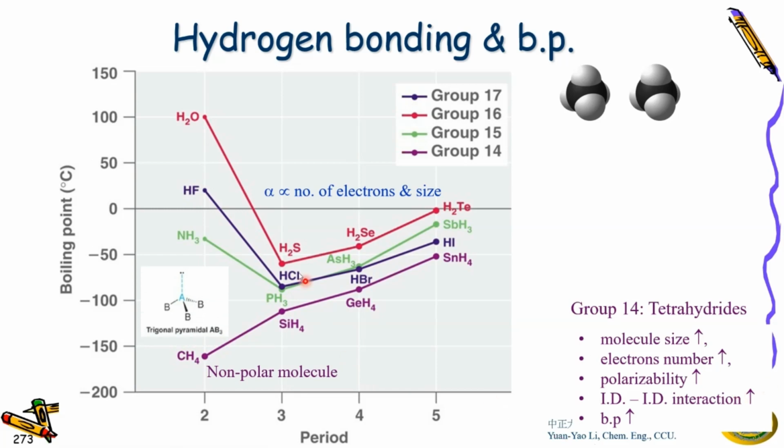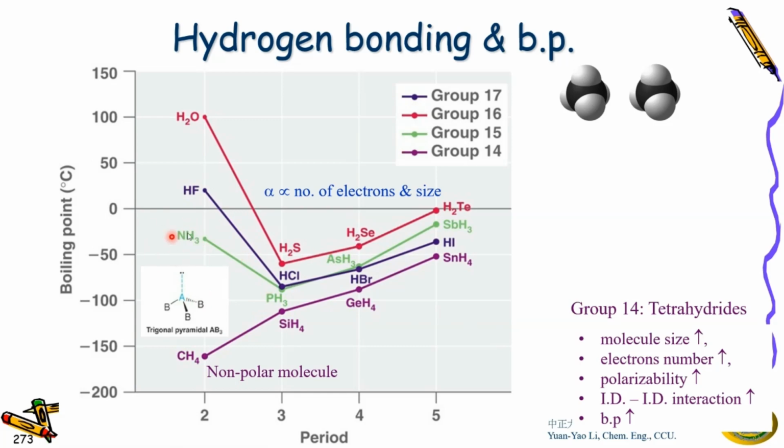Okay, so let's take a look at another group, which is nitrogen, phosphorus, arsenic, and antimony. And as you can see, for common sense, ammonia should be somewhere around this place, right? Because the size increases, the number of electrons increases, the polarizability increases, right? And here, of course, the induced dipole increases, and the boiling point increases.